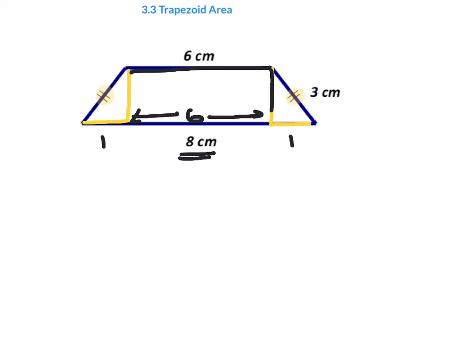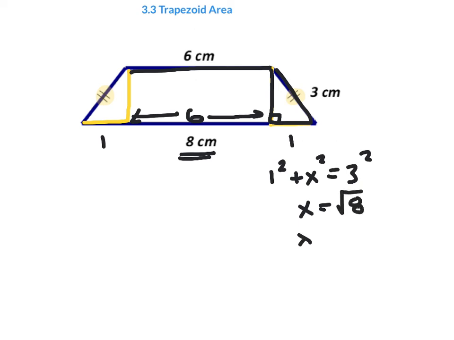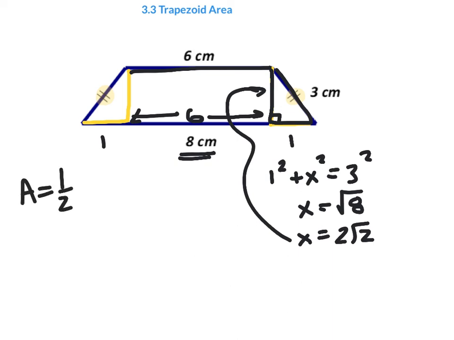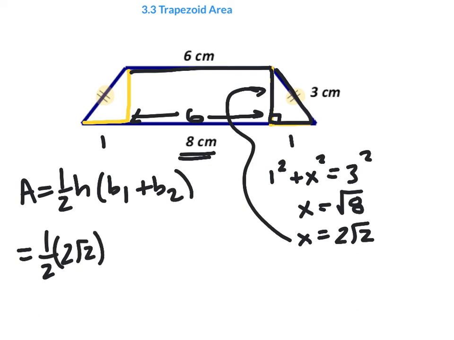So to get our height, because that's what we're missing, we have a nice little right triangle here. 1 squared plus x squared equals 3 squared. When we solve this, we get the square root of 8, which is 2√2. So that's our height here. Now we can do the math. 1/2 the height, base 1 plus base 2, and we get 1/2 our height, which is 2√2. That's going to divide up nicely.